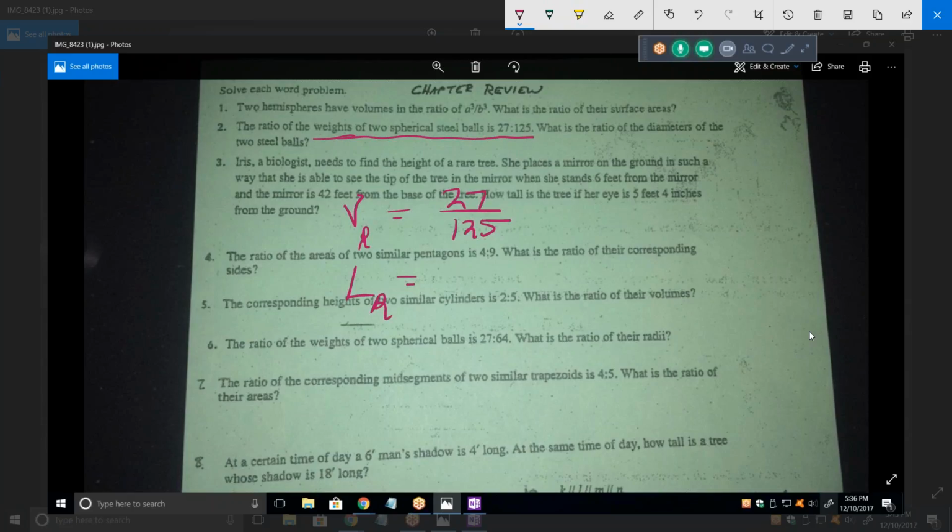Would it be 9 to 5? It's the cube root of that divided by the cube root of that. In other words, the difference between linear ratio and volume ratio is cubed. So if you want to go from volume to linear, you take the cube root of it. It would be 5 for the bottom, and 3 for the top, yeah. You know what's really worth knowing is squares and cubes.